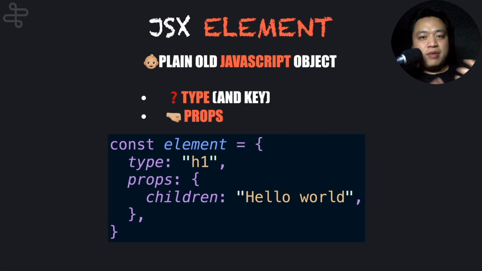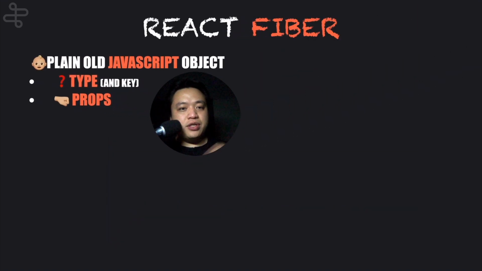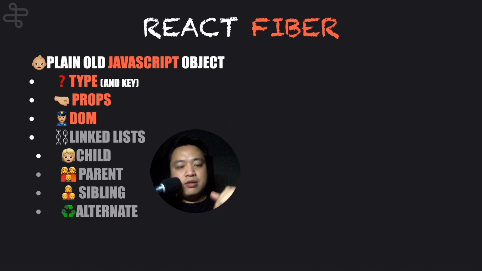So now we're going to go from elements to fibers. Let's look at the difference between elements and fibers. React Fiber is a data structure that's a superset of the elements that we've explored so far. For example, if there's a matching DOM node, we're going to add a reference to that DOM node in the object itself. Then we're going to add a bunch of properties that are basically links to other fibers around it. So for example, its immediate child, or its parent, or its sibling, or its alternate version of itself that's being worked on in progress.